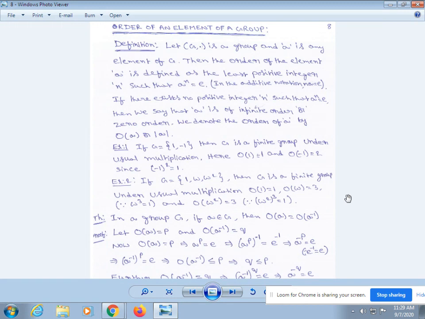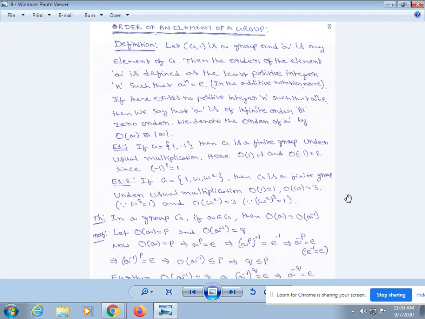If G equals the set {1, omega, omega square}, then G is a finite group under usual multiplication. In the given set, 1 is the least positive integer such that 1 to the power 1 equals 1, so order of 1 equals 1. In the same way, order of omega equals 3, since omega cube equals 1. And order of omega square equals 3, since omega square whole cube equals 1.